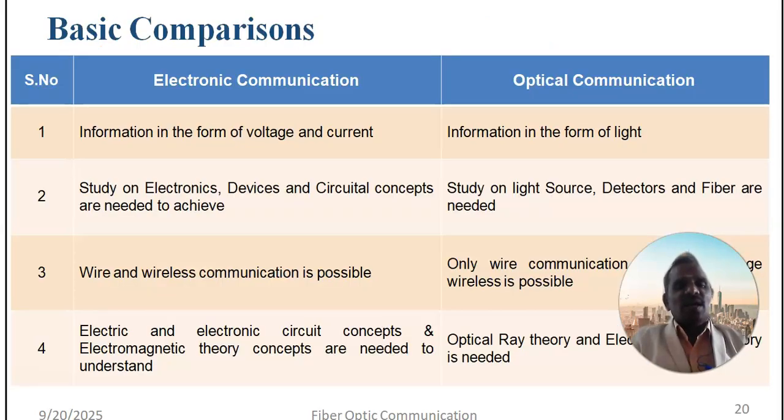Now we'll have a comparison of electronic communication and optical communication. In electronic communication, information is in the form of voltage and current, whereas in optical communication, information is in the form of light. If it is 1, we will have light. If it is 0, there will be no light. Here you will study electronic devices and circuit components, whereas there you will study sources, detectors, and fiber. Wired and wireless communications are possible.